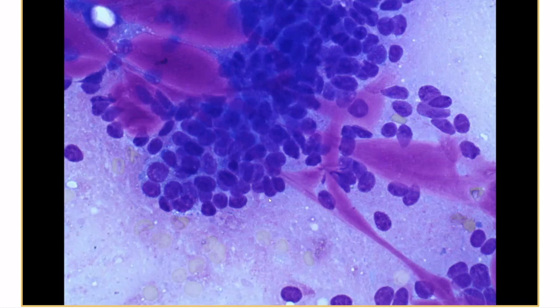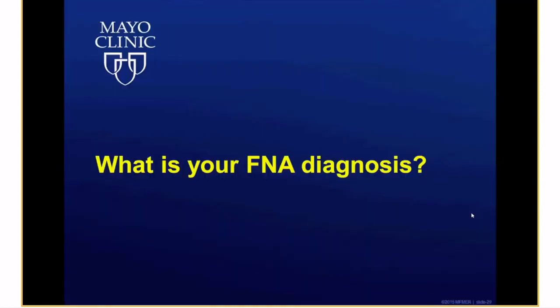On a higher power view, you see you have a variety of sizes of globules, and again, these hyperchromatic cells are sticking to the matrix. There is a hint of maybe a little bit of molding. So what's your FNA diagnosis?